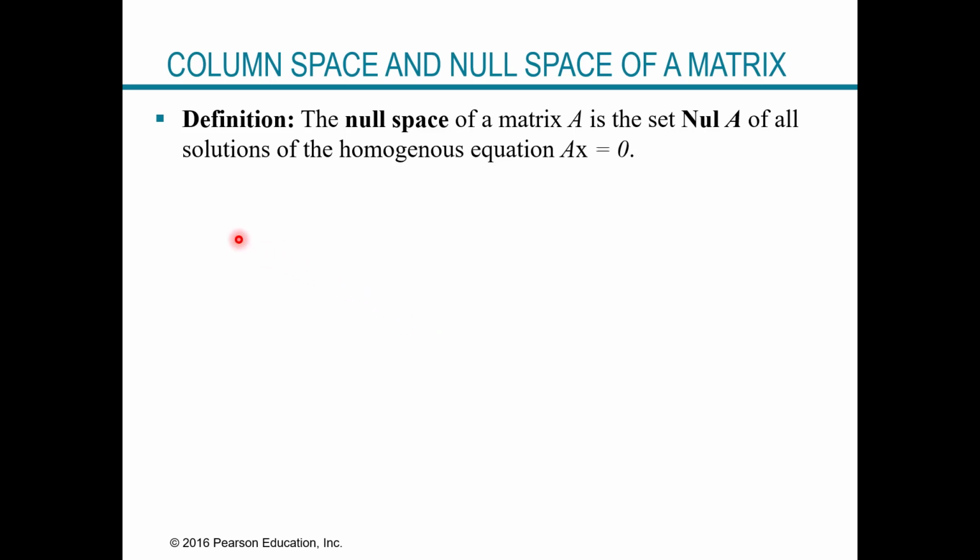All right, so now let's talk about what's called the null space of a matrix. And so the null space of a matrix A, we write it as Nul A, so you just read that null of A, or null space of A, is just a set, so another set or collection. And this is one where all the solutions of the homogeneous equation, Ax equals 0, belong to that set.